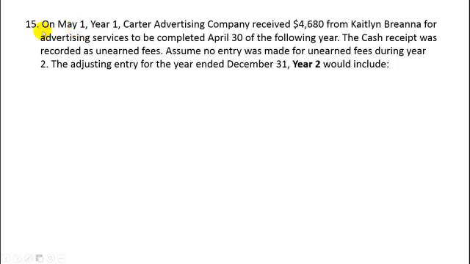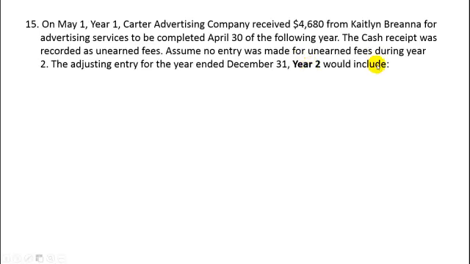13. On May the 1st of year 1, Carter Advertising Company received $4,680 from Caitlin Brianna for advertising services to be completed April 30th of the following year. Cash receipt was recorded as unearned fees. Assume no entry was made for unearned fees during year 2. The adjusting entry for the year ended December 31st, year 2 would include what?